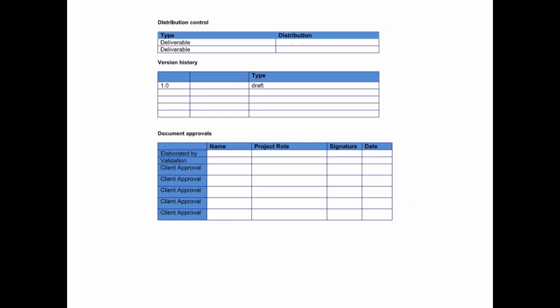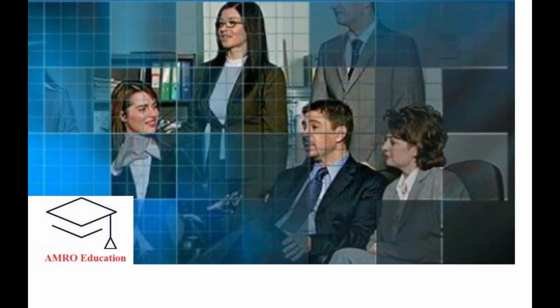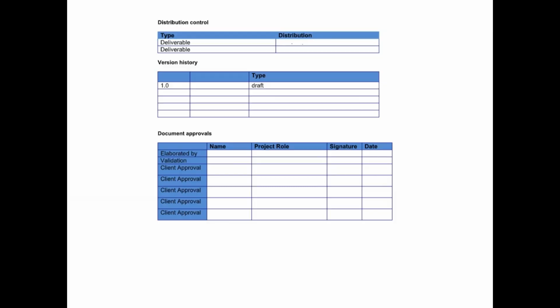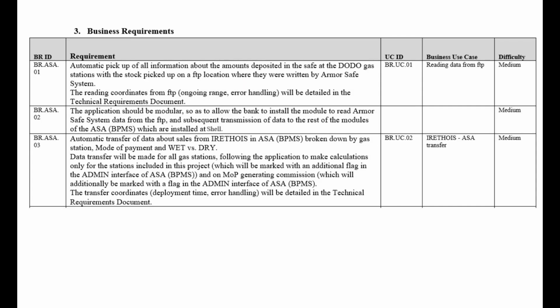In conclusion, a business requirements document is a critical tool for the business analyst for successful project implementation. By clearly defining objectives, scope, and requirements, it ensures that all stakeholders are on the same page and sets the stage for a smooth and successful project.